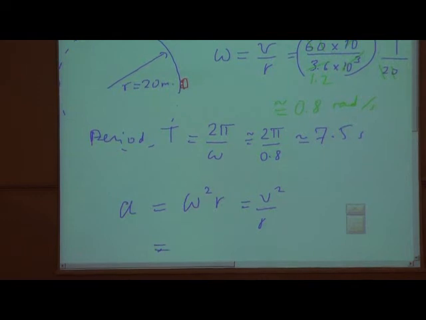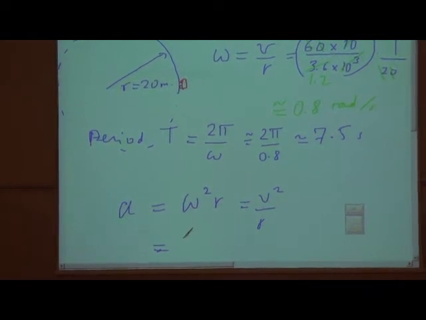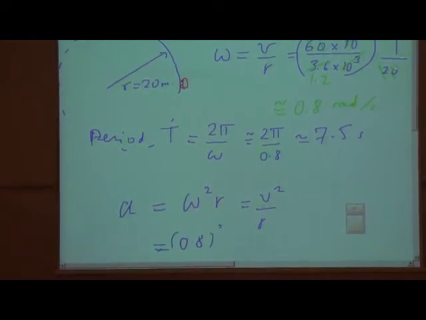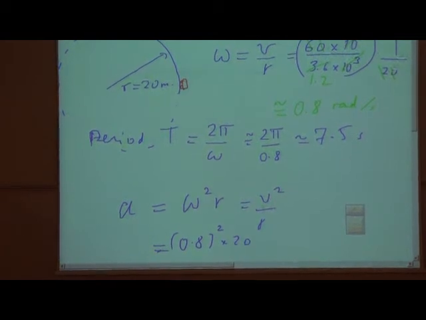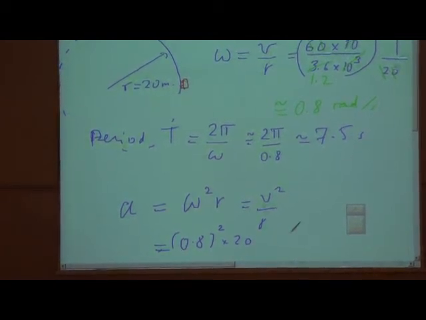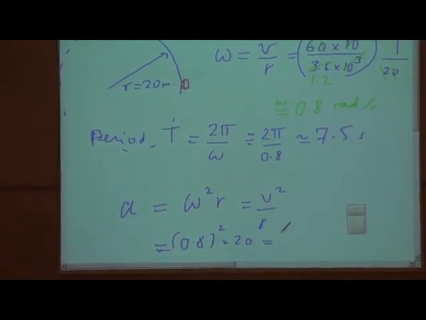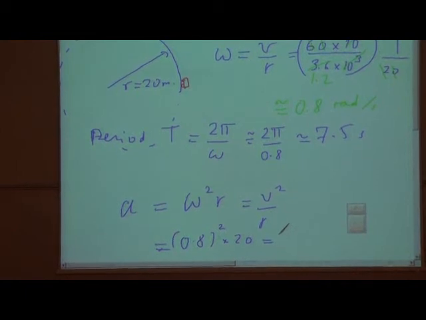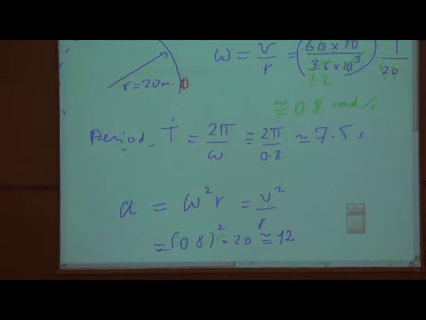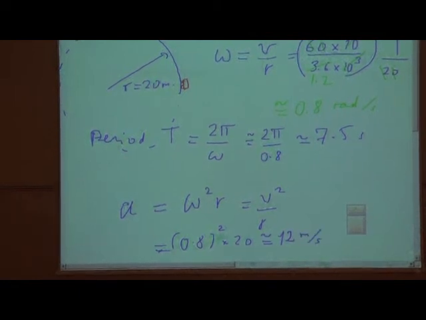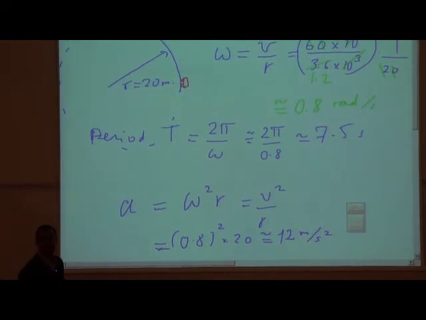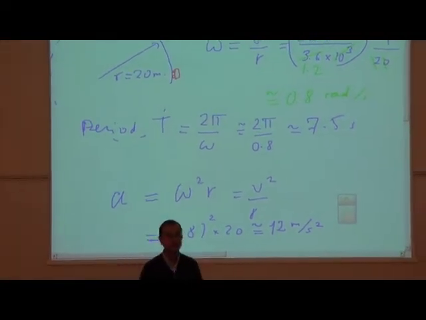So omega square times r, which is 0.8 square times 20. Okay, which is about 12 meters per second square.